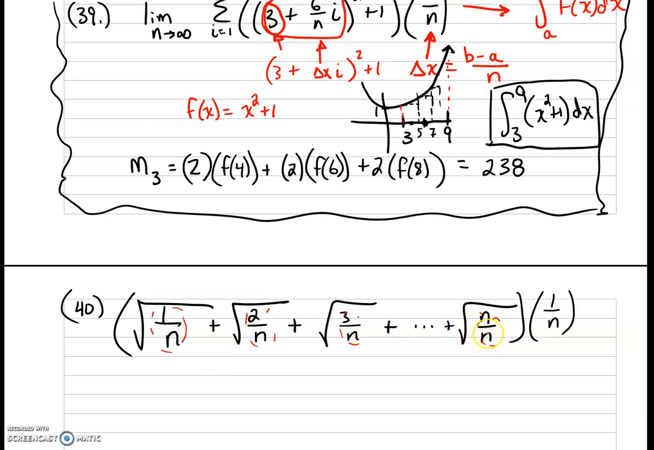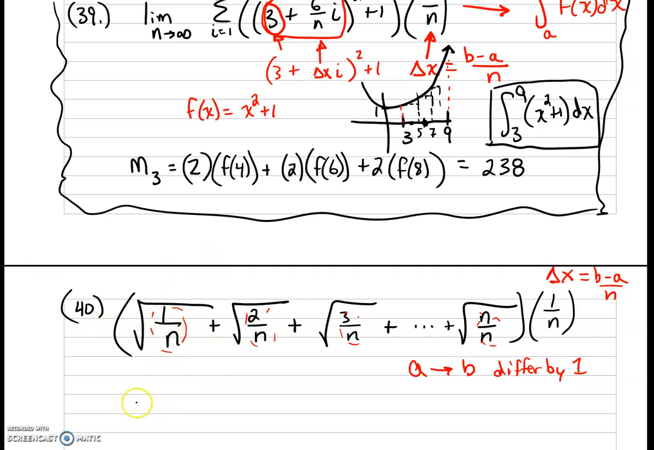First of all, this 1 over n is obviously going from an a to a b that differ by 1. Why is that the case? Because that 1 over n is my delta x. That's my b minus a over n. That's where that 1 over n is coming from. So my a and my b have to differ by 1.